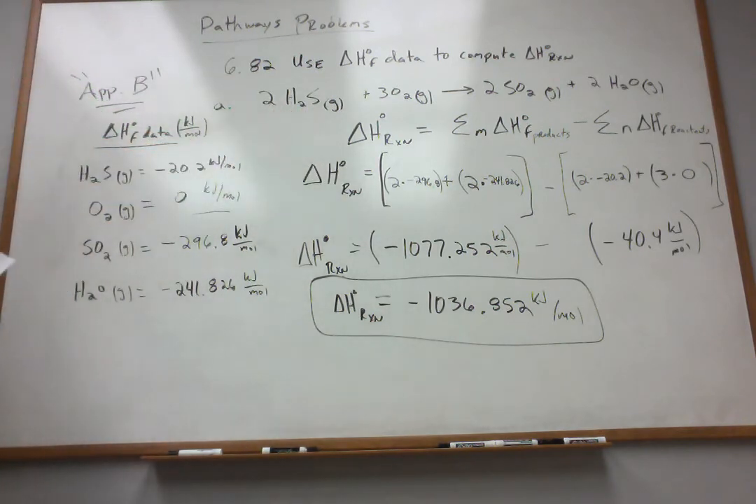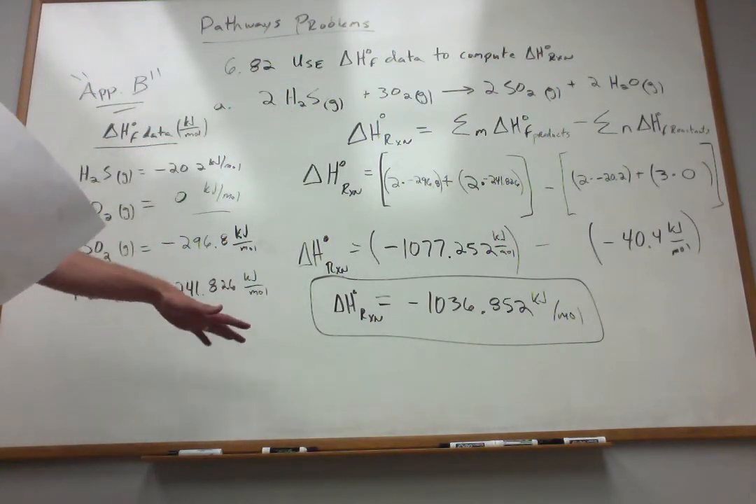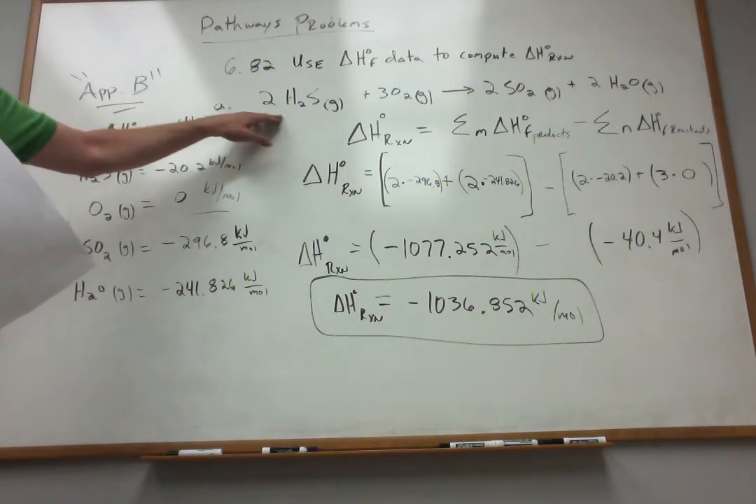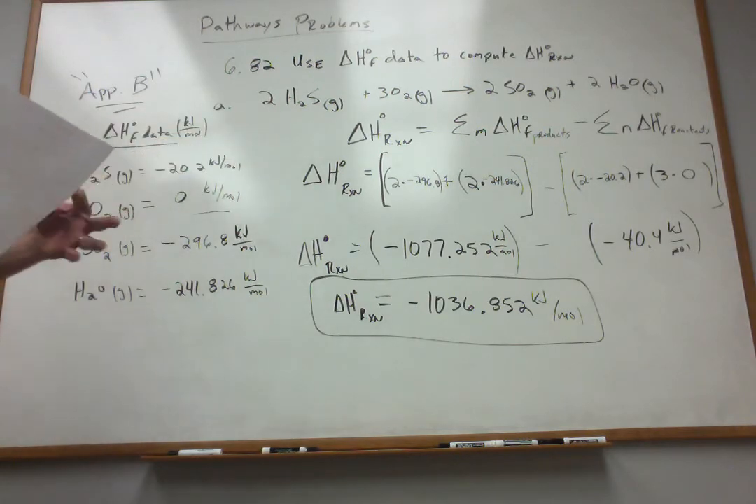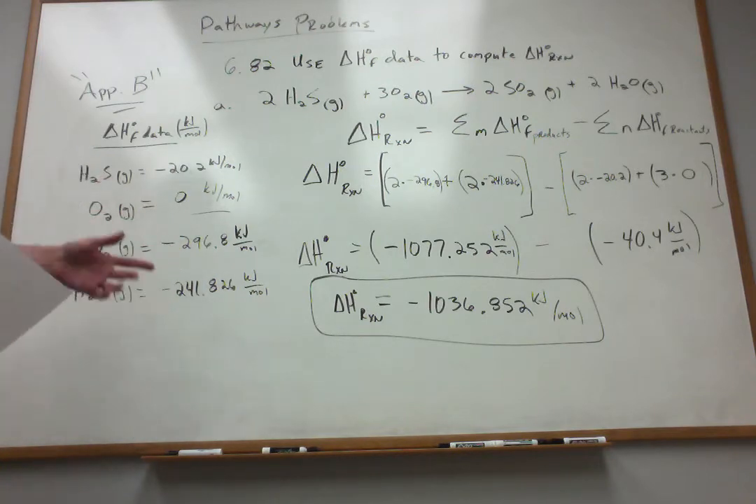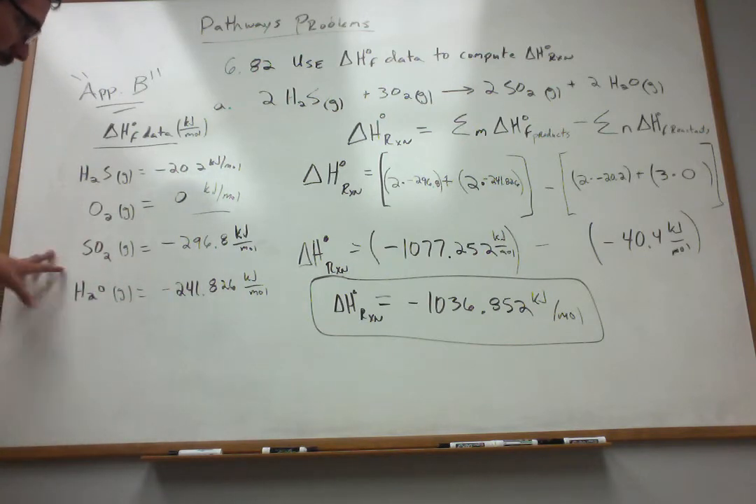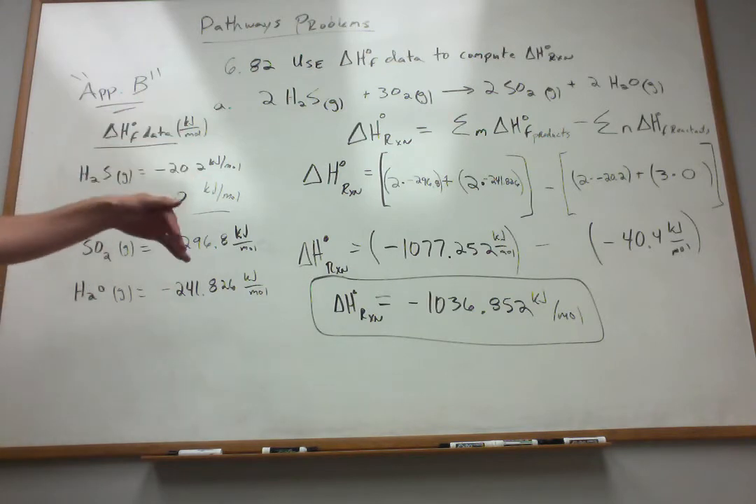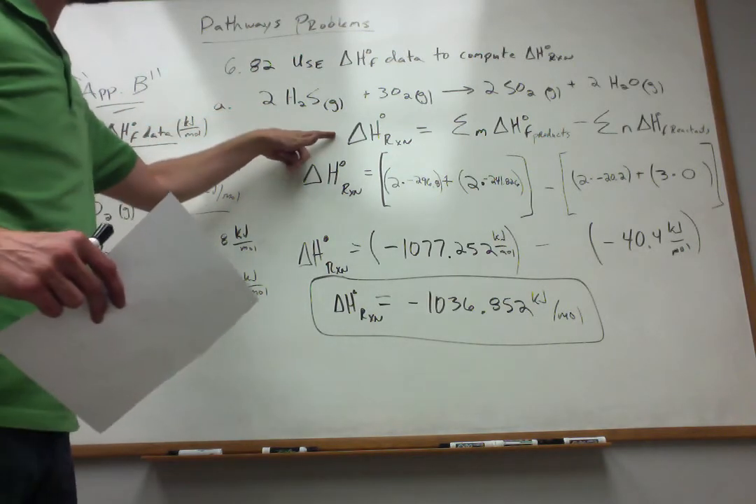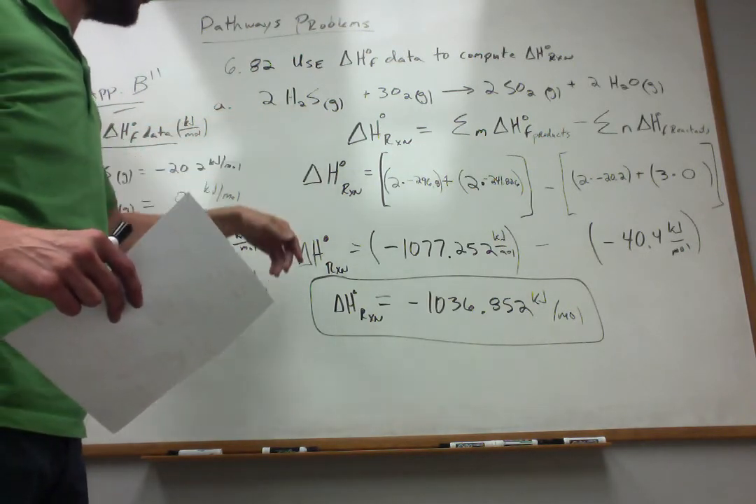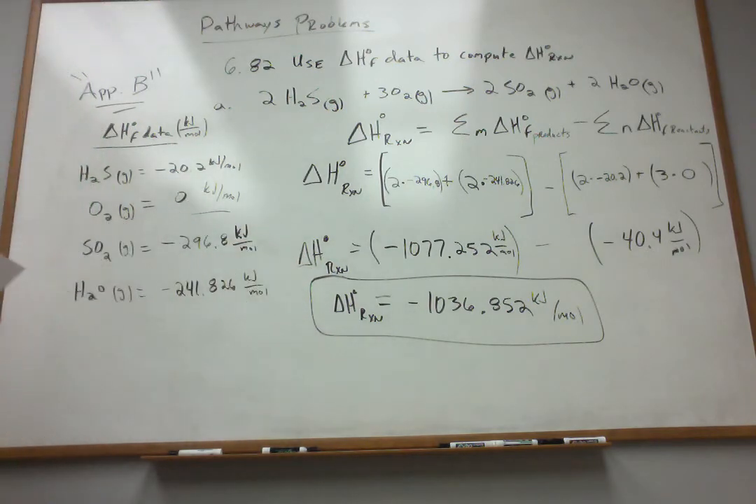Okay? So this is a powerful approach because I can write any reaction that I want here, and I can find my standard enthalpy that's associated with that reaction. All I need to do is look up these numbers in Appendix B in the back of the book. These are the heats of formation for each of the compounds that are involved, and follow this relatively simple equation, and I can compute my enthalpy of reaction.